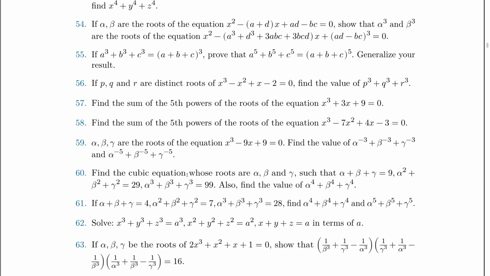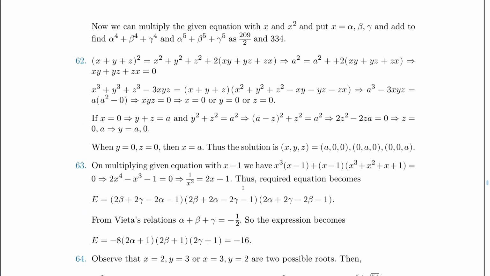So we have the given equation 2x cube plus x square plus x plus 1 is equal to 0. So we multiply this with x minus 1 and we write the x cube term separately. So we have x cube into (x minus 1) plus (x minus 1) into (x cube plus x square plus x plus 1). Now this gives us 2x to the power 4 minus x cube minus 1 is equal to 0. That means 1 by x cube is equal to 2x minus 1. So 1 by alpha cube will be 2 alpha minus 1, 1 by beta cube is equal to 2 beta minus 1, and 1 by gamma cube is equal to 2 gamma minus 1.